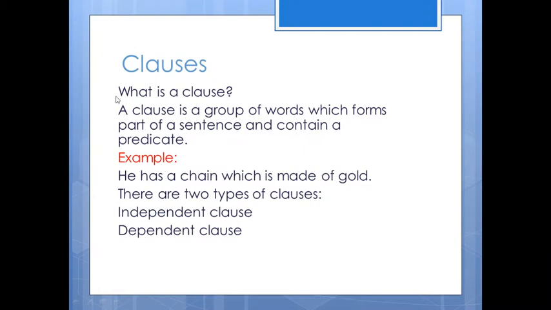Clause. What is a clause? A clause is a group of words which forms part of a sentence and contains a predicate. Example: he has a chain which is made of gold. There are two types of clauses: independent clause and dependent clause.